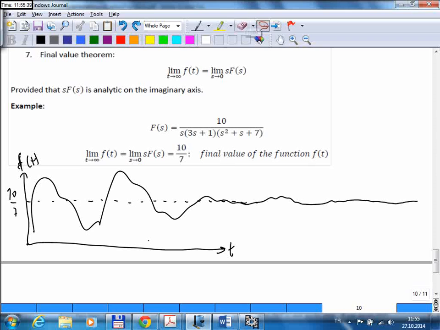Okay, so if we had s squared here, then multiplying with s would cancel one of the s terms, and then we would have one s remaining here, and this s gives a pole at the origin, right? In that case, we wouldn't be able to use the final value theorem.